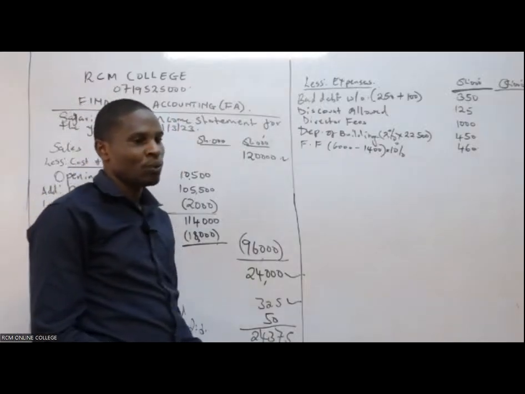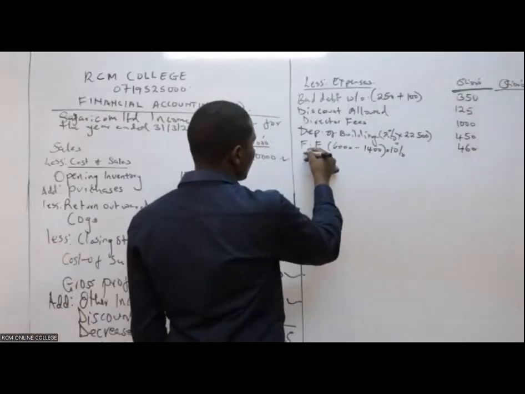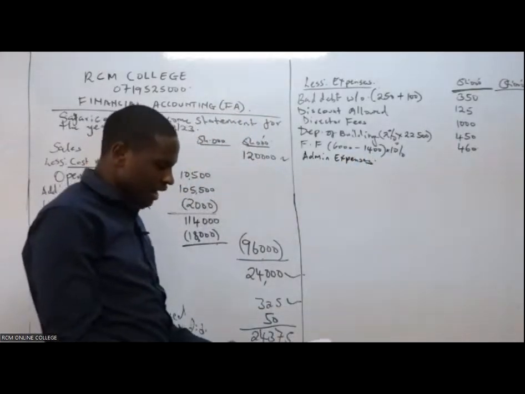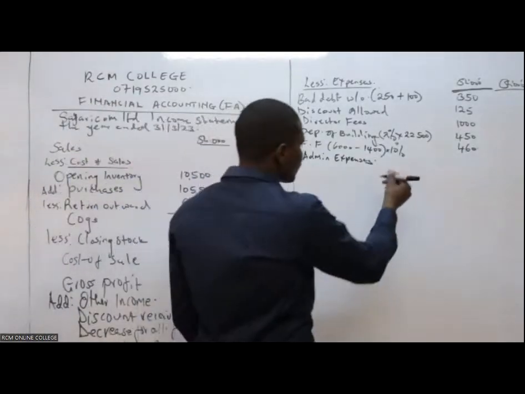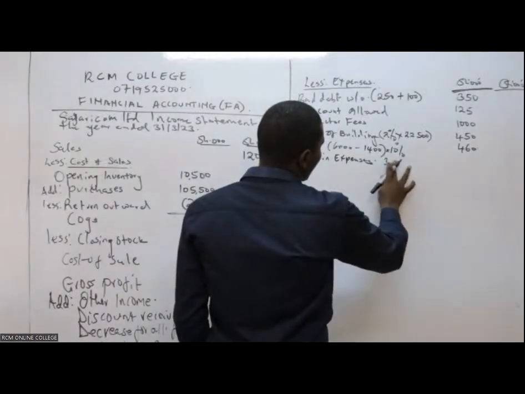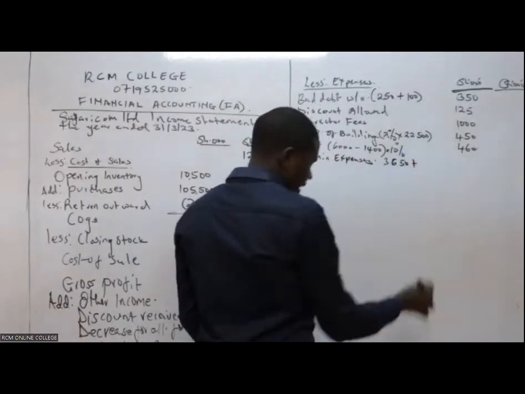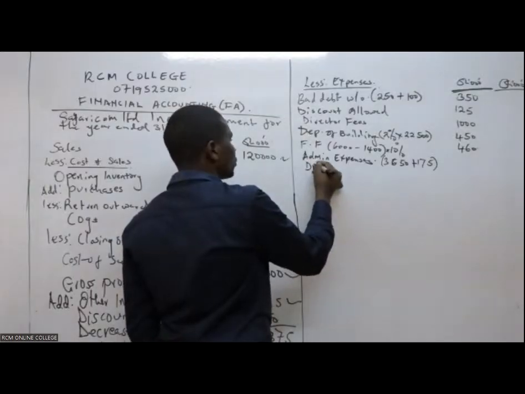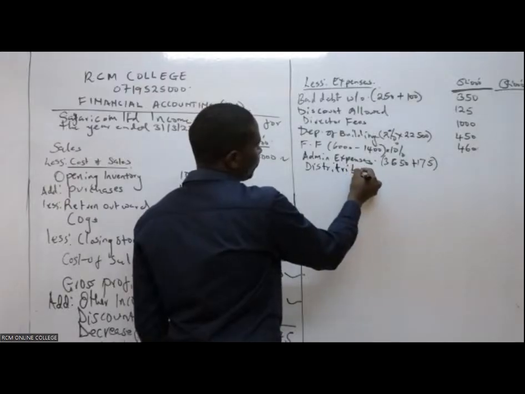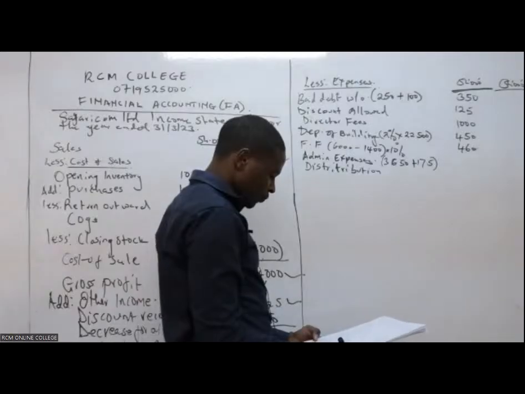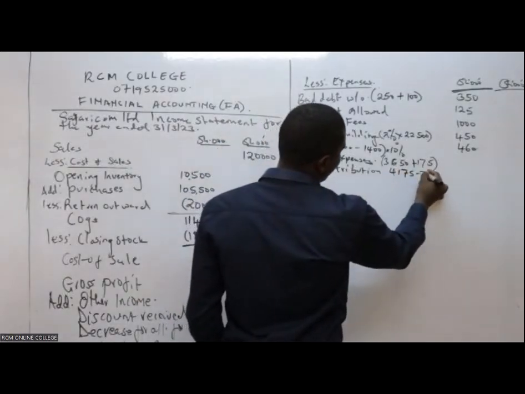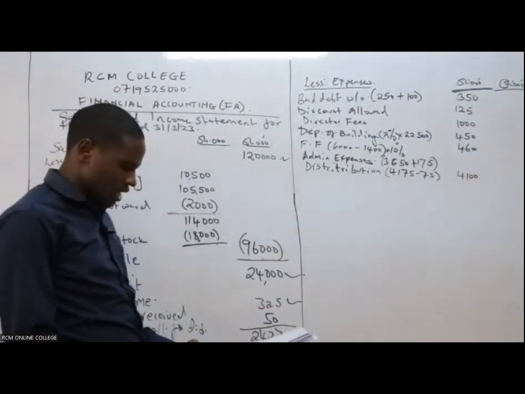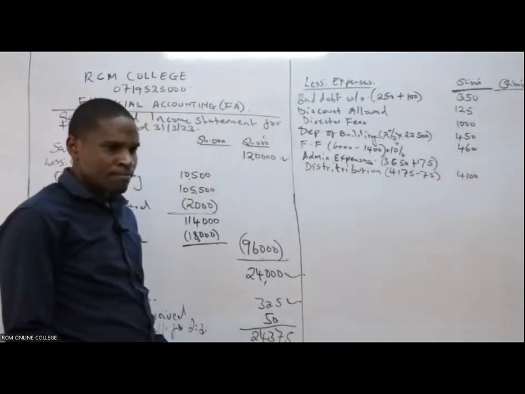Class, it is always good to know that accrued will always increase the expense. So our admin expenses will increase by that amount. In the trial balance, the admin is 3650 plus the accrued amount of 175. Then for distribution, we had a prepaid, so we less: 4175 minus 75, which is 4100. Admin is 3825.